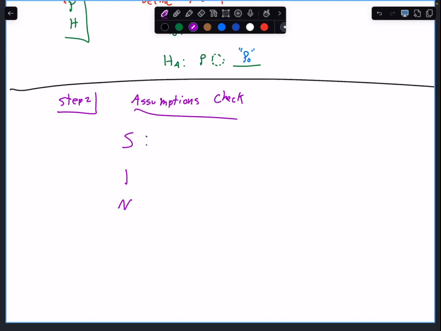S is that the sample is random. Or can we assume it's random because there's nothing that says it's not random? All right. If they specifically tell me something that isn't random, then I have to call it out. I, which is independence. Remember I for independence, and that's that the sample size N is less than or equal to 10%. There's no more than 10% of the population.